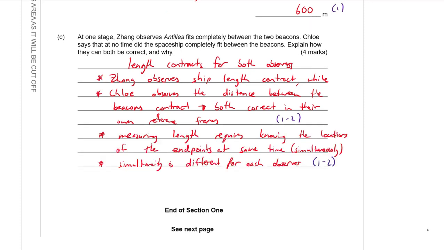So in order to measure the length of something, you need to figure out the locations of the endpoints of that object. For the spaceship, it would be either side of the spaceship, and for the beacons, it'll be each of the beacons. And you need to know these positions at the same time, or simultaneously. And this is where the idea of simultaneity being different for each observer comes into play. So for the second part of this question, you would need to explain essentially that. It's not something I would have gone to straight away, but for a 4-mark question asking about length contraction and why it happens, that's probably the level of detail you should go into. And it probably does stretch deep into the syllabus a little bit.